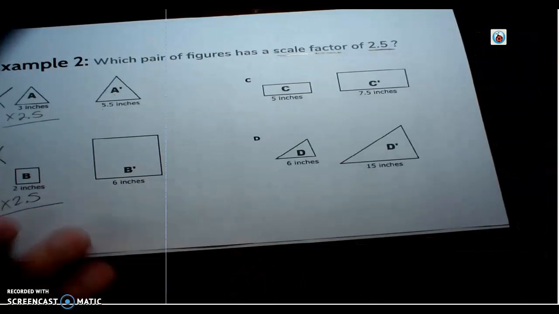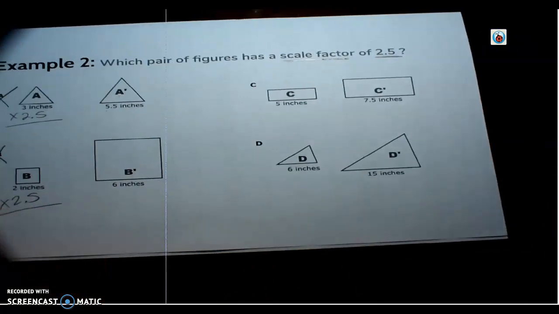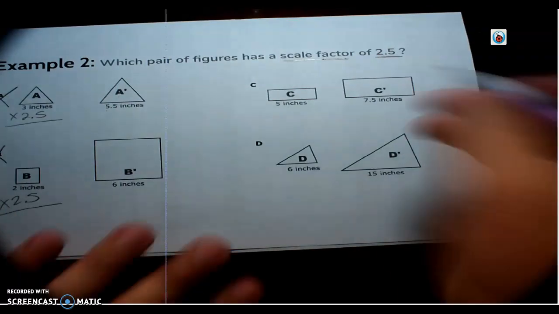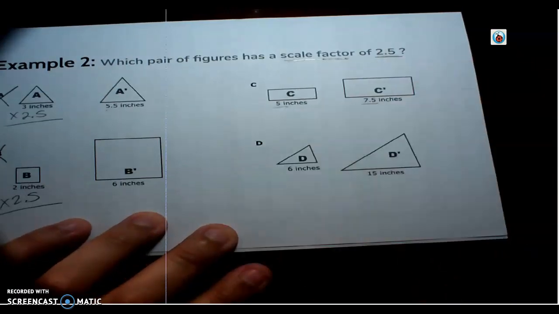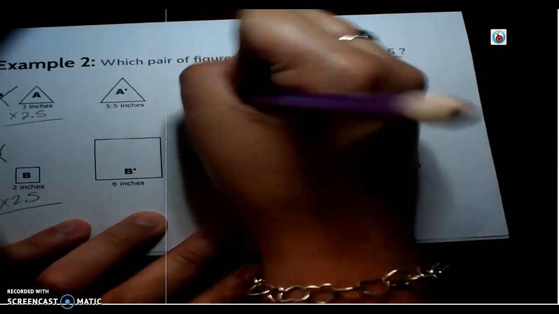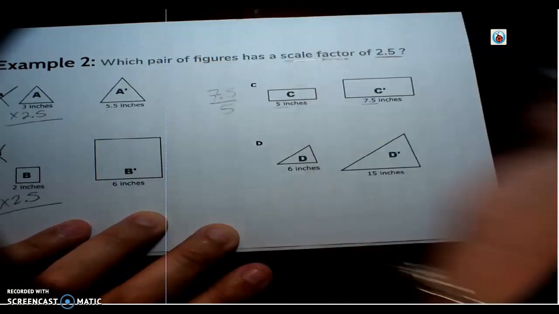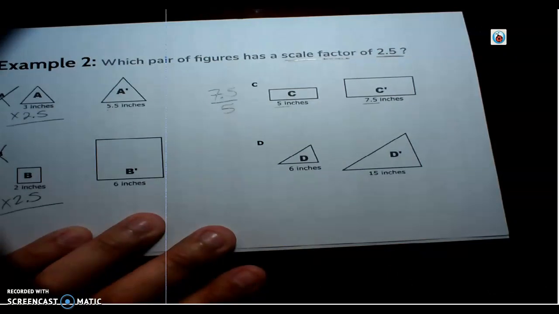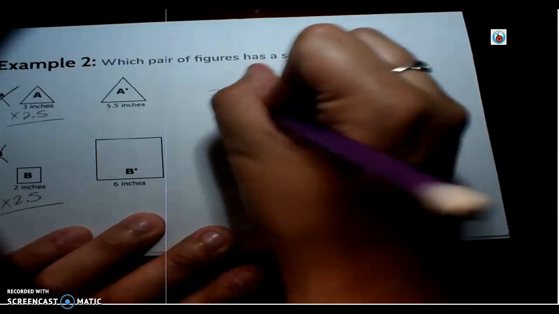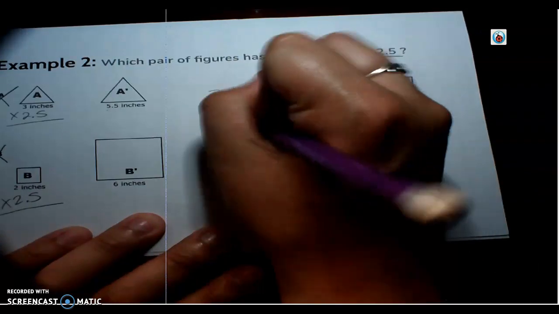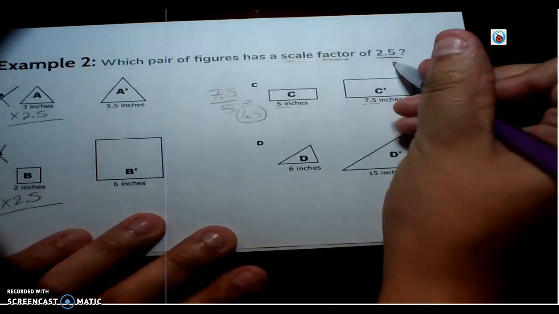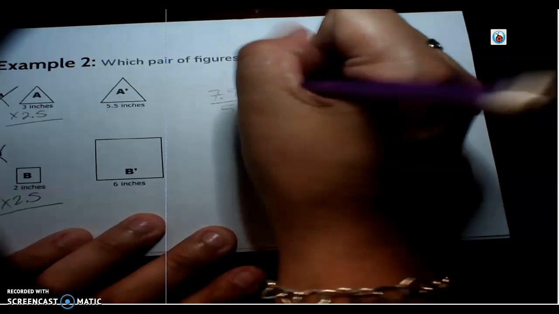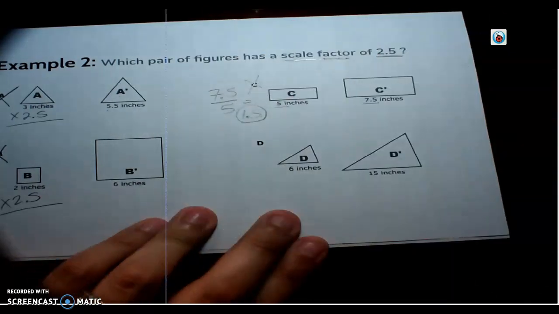Now for C and D, I'm going to go ahead and use the ratio method that we learned on Friday. So remember, the ratio method says that I take my new and I set it up over my original. So this is my new over my original. So I set up a ratio of 7.5 over 5. And all I do is put that into my calculator. 7.5 divided by 5 is going to give me 1.5. So is that the scale factor that we are looking for? Well, no, that's not correct. And so it has to be D, but let's double check.